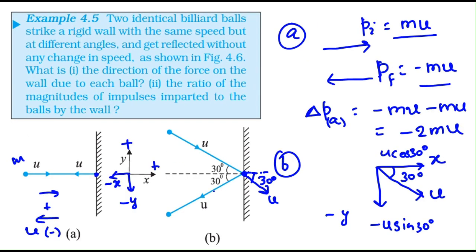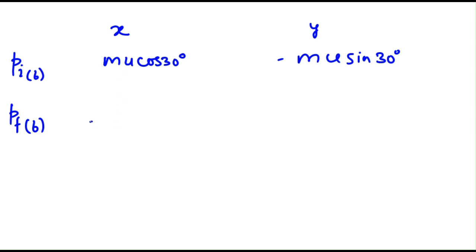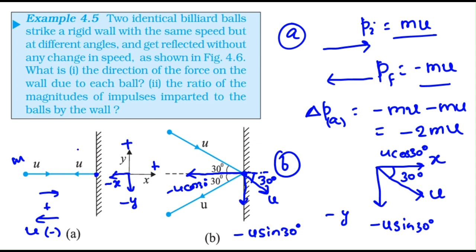Okay, here is the final velocity, and we can see that its component along the x-axis is along the negative x-axis, which is nothing but minus u cos 30 degree, and along the y-axis again it is minus u sin 30 degree. So we can say this is minus mu momentum. We have checked here the velocity after reflecting from the wall.